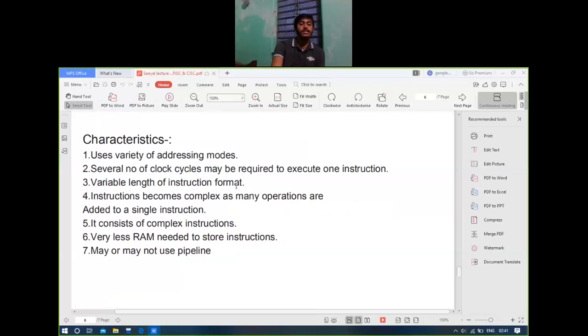Variable length of instruction format. Instructions become complex as many operations are added to a single instruction, as I have mentioned earlier. It consists of complex instructions. Very little RAM is needed to store instructions, yes, and this increases the efficiency of program execution. And it may or may not use pipeline. So it may or may not use the pipeline concept. That is all about the characteristics of CISC architecture.